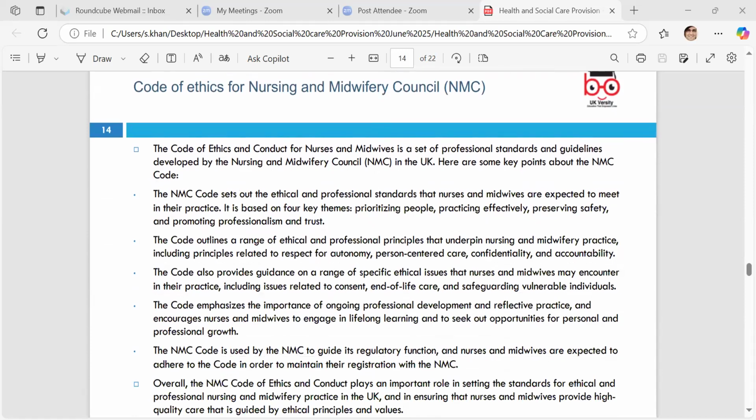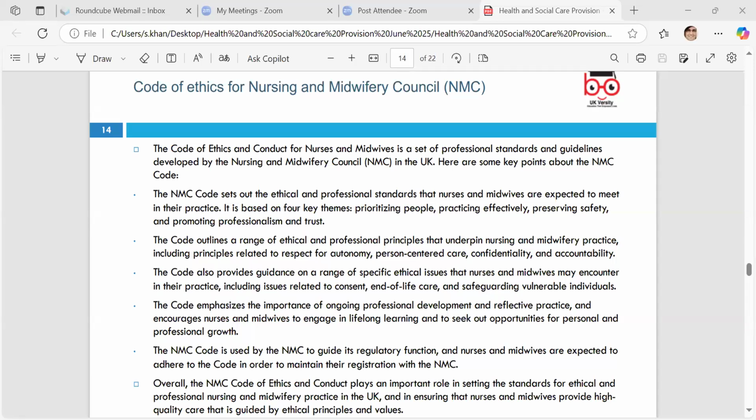Again, the Code of Ethics for nursing outlines the professional standards and expectations for nurses, midwives, and nursing associates in the UK. It emphasizes prioritizing people, practicing effectively, preserving safety, and promoting professionalism and trust. Those are the four key themes. The code is structured around them and includes specific points, things like upholding dignity, respecting privacy, maintaining competence, and acting with integrity. So it's really important that this code is followed.